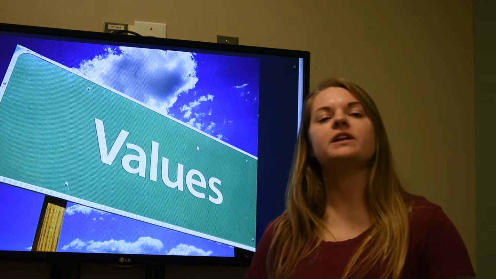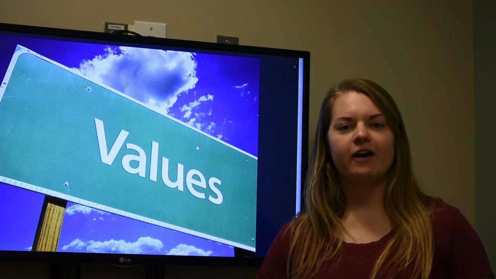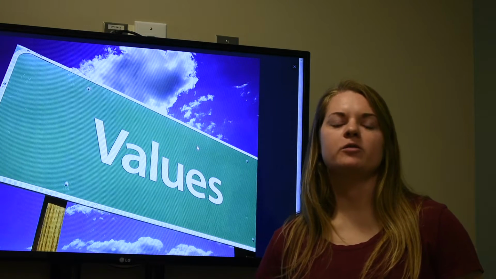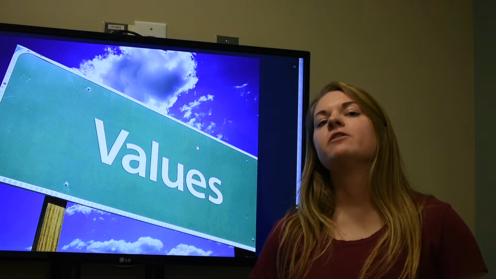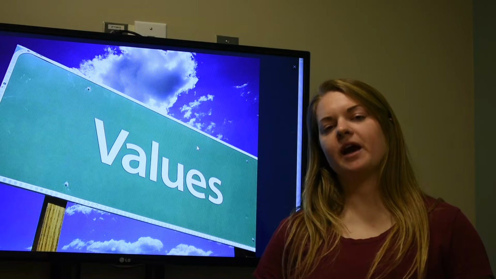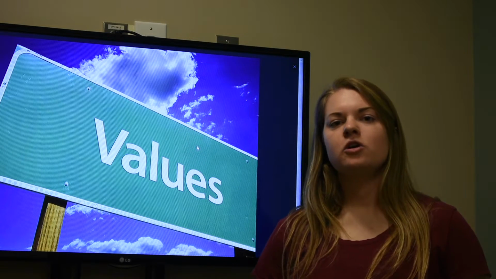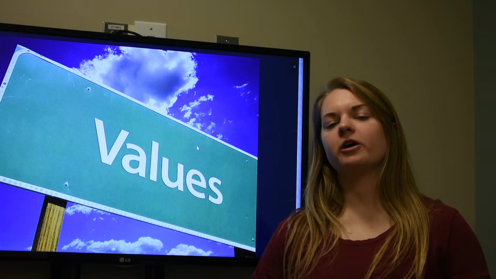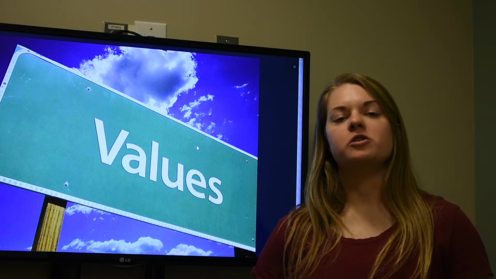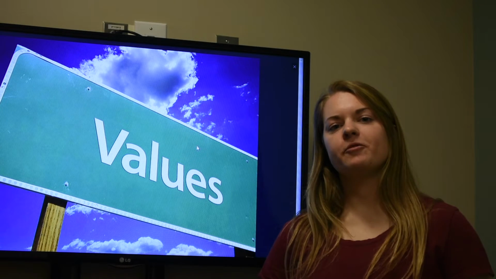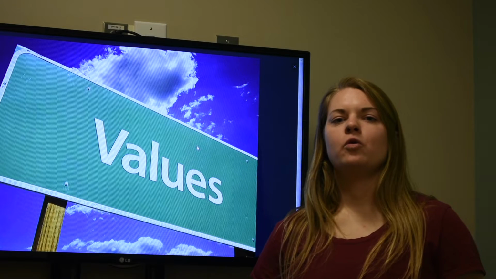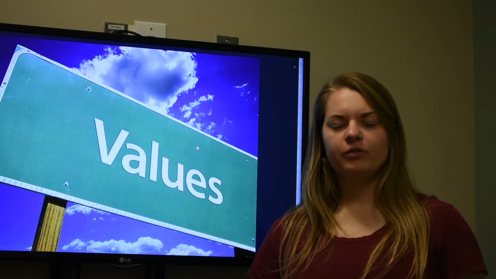Okay, so to begin, we need to know what are values. Understanding yourself is one of the most important foundations to set yourself up and become a leader. Core values and strengths are 2 of the most important parts of what makes you who you are. Before we go any further, we need to know what defines a value.